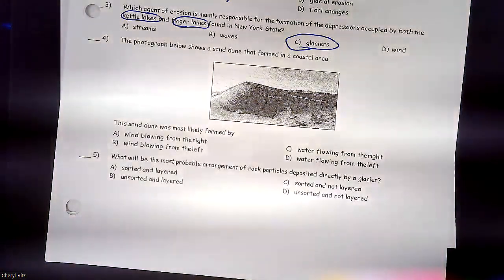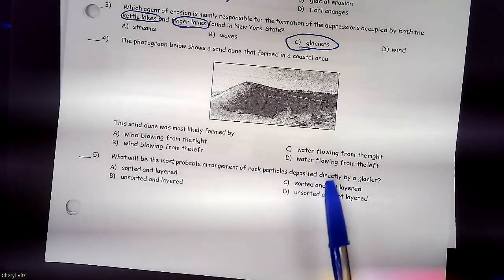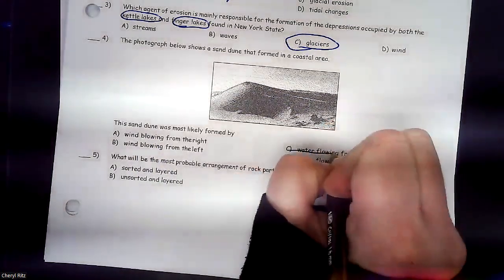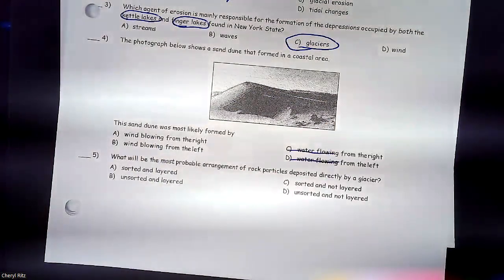How about this? The photograph below shows a sand dune in a coastal area. They tried to trick you there. What makes a sand dune? Wind. So looking at the answers, the sand dune was most likely formed by wind blowing or water flowing. I can get rid of the water flowing answer. Now, is the wind blowing from the left or right in this picture? How do you know?